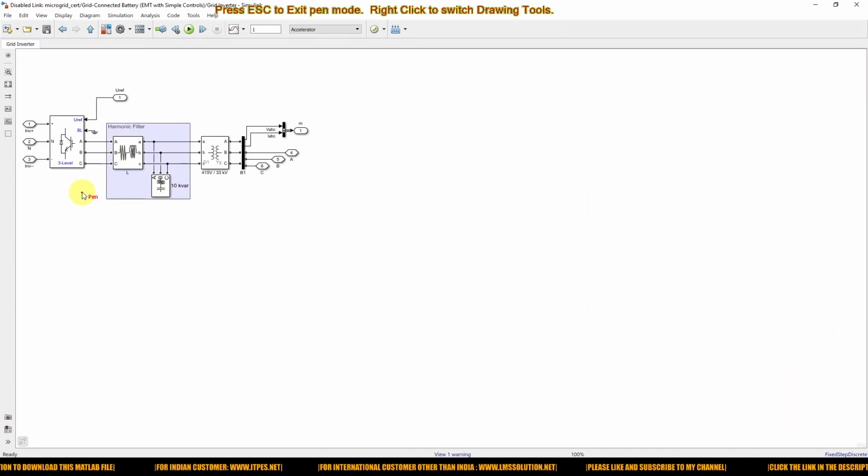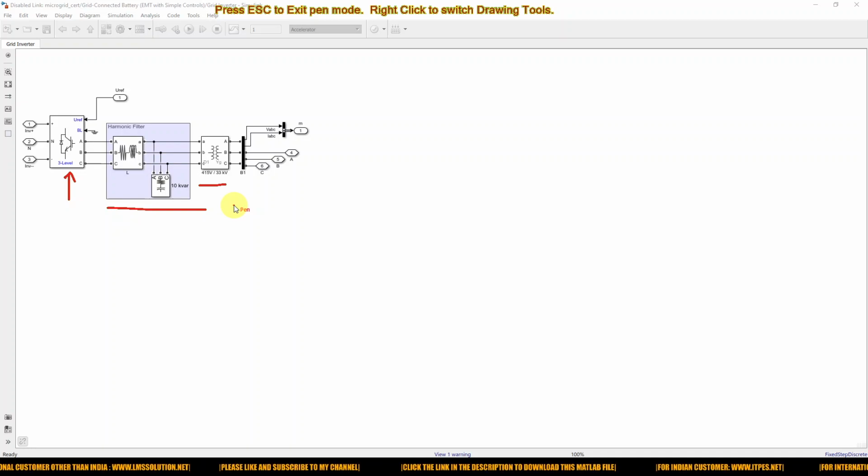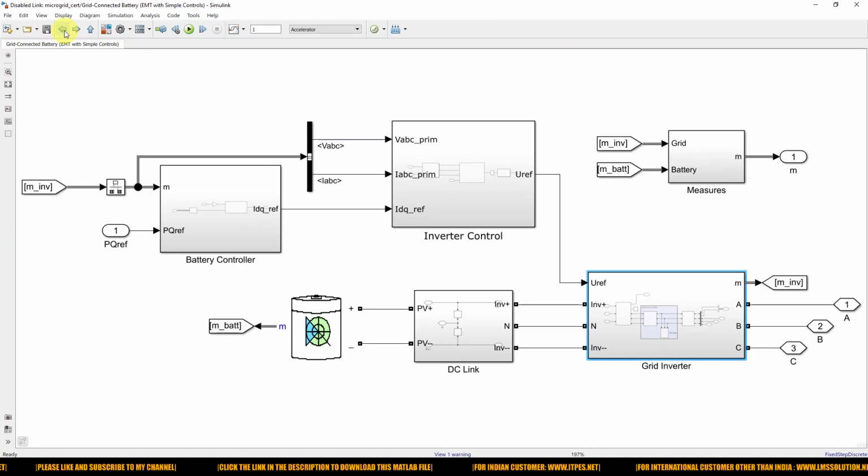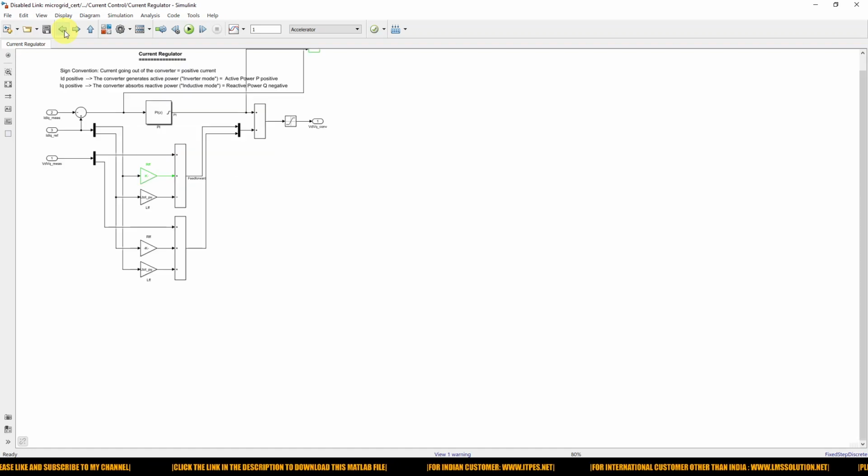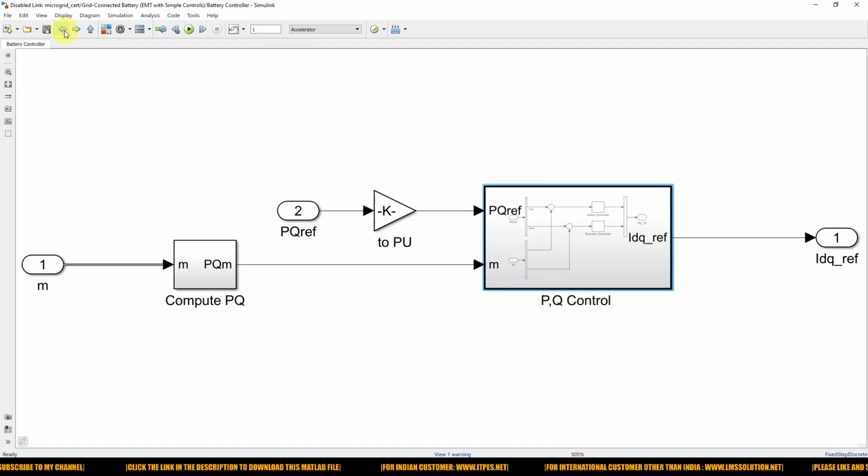Here we have a neutral clamped inverter, and then we have a harmonic filter to smoothen the voltage from the inverter, and then here we have a step up transformer from 415 volt to 33 kilovolt. Then you can connect it with the utility grid. So this is the block inside the grid connected battery.